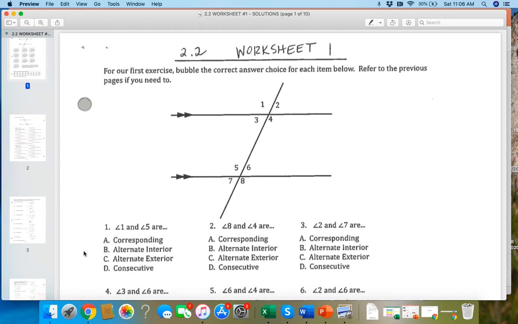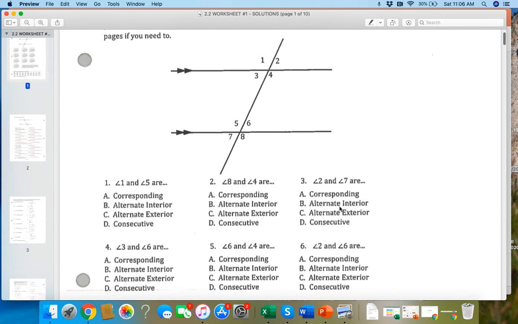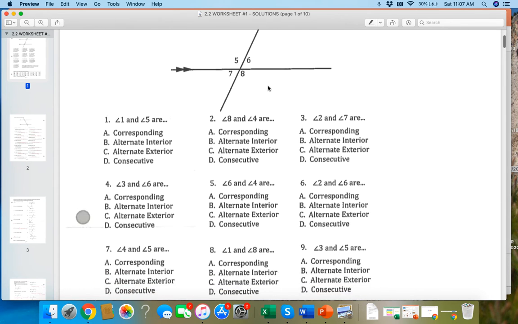And what we did to start with in the class was we went through the first couple of pages where we took this diagram and we started to answer questions like 1 and 5. Angle 1 and angle 5, and you had to choose what they were. Angle 1 and 5 are corresponding. Angle 8 and 4 are corresponding. 2 and 7 alternate exterior angles. 3 and 6 were alternate interior angles. 6 and 4 were consecutive interior angles, and so on. We went through this entire page.